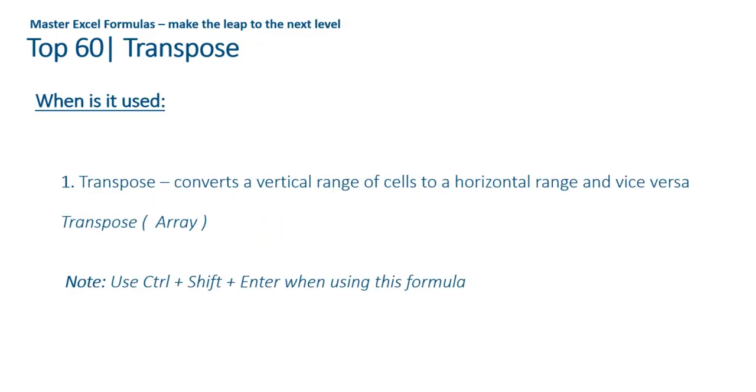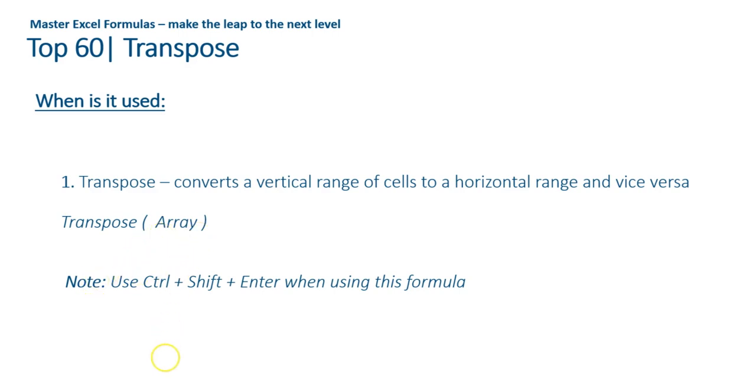We have another interesting formula here, which you might have heard of as a way to paste specific data that you have copied, and then you transpose it somewhere else. But this is actually a function that does the same thing. It converts a vertical range of cells to a horizontal range and vice versa. And the structure of the formula is that all we need to do is input the array within the brackets of the transpose function.